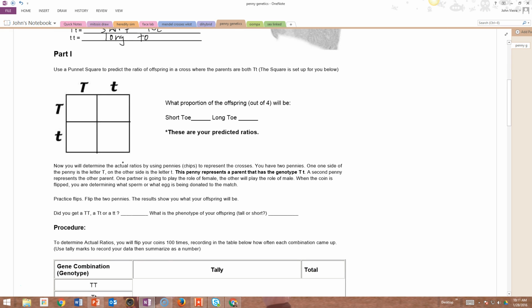So the Punnett square that they have you set up between two heterozygote parents is your basic monohybrid cross. This is going to give you a short toe, a short toe, a short toe, and a long toe. That's that 3-to-1 ratio, 75%, 25%. So they want you to actually do it.